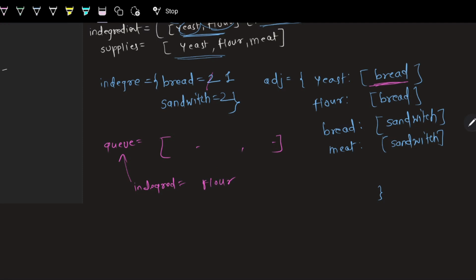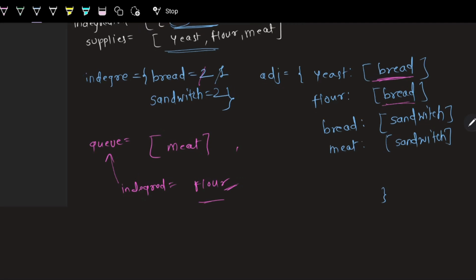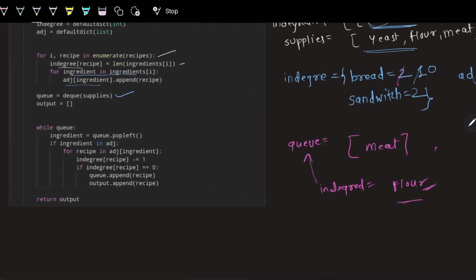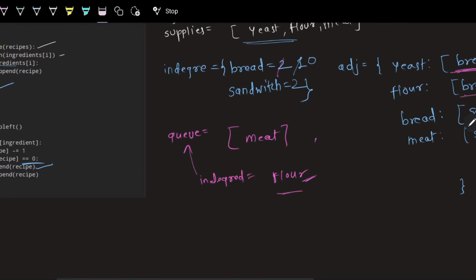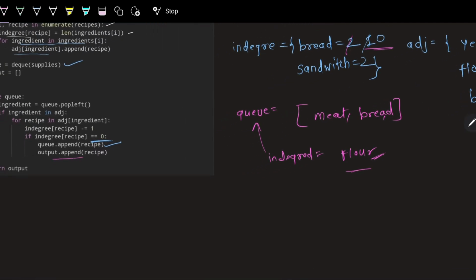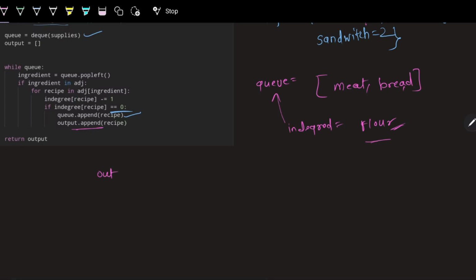Now my queue has only the meat, and I have the flour. Again I will check which recipe is dependent on flour. Again bread, so I will decrement the in degree by 1 and it becomes 0. If at any time the in degree becomes 0, I will append it into the queue. So now my queue will have the bread as well because its in degree has become 0. At the same time I will append it into the output. So in my output list, now it has bread here.